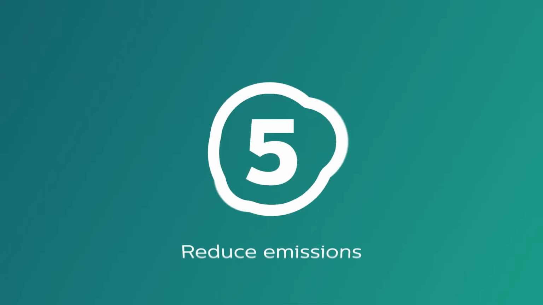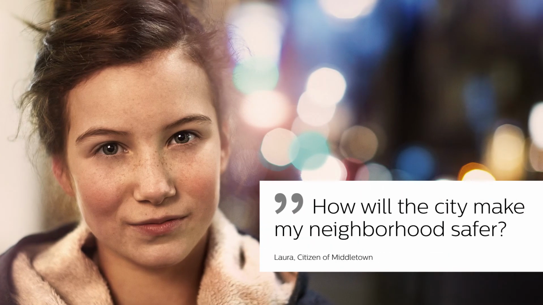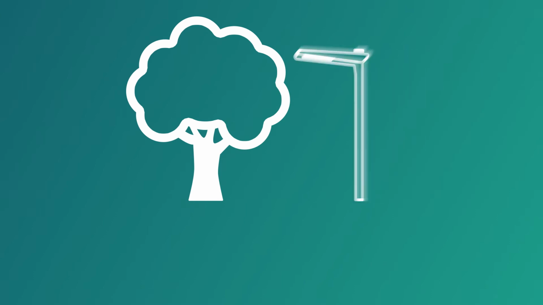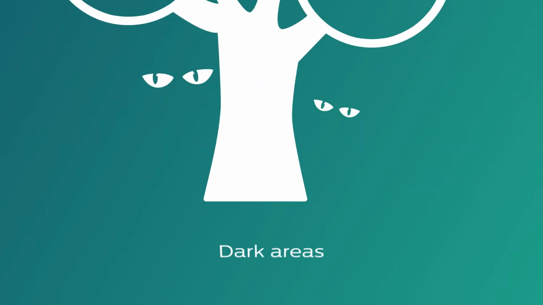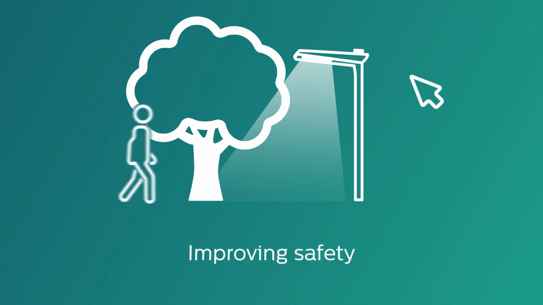Street light dimming also lowers costs and reduces carbon dioxide emissions. Citizens want to feel safe in their neighborhoods. With intelligent and flexible lighting management, dark areas of the city can be illuminated, improving citizens' feeling of safety.